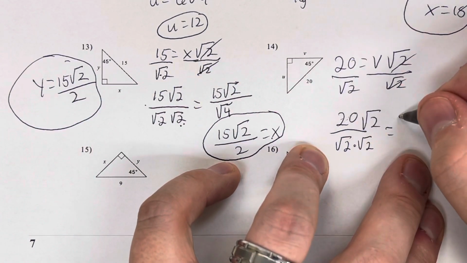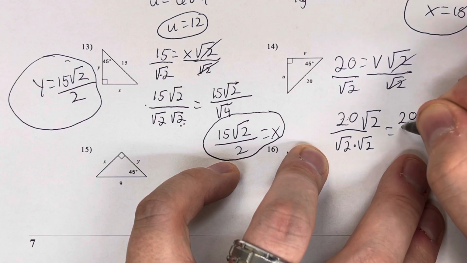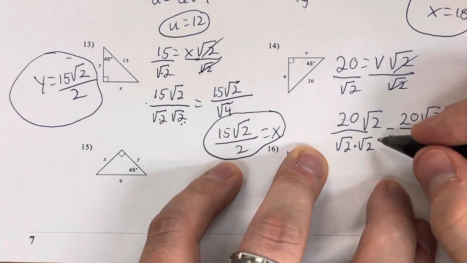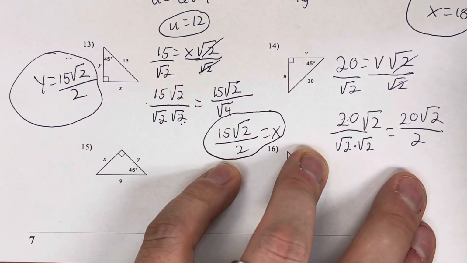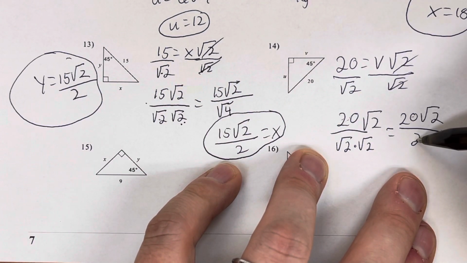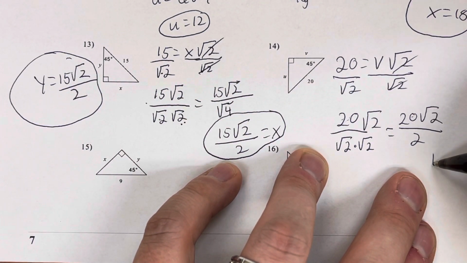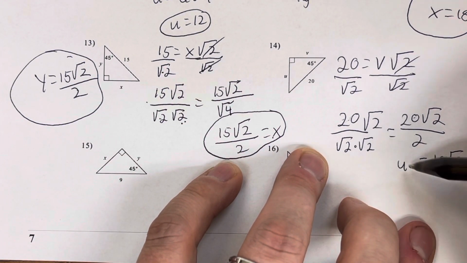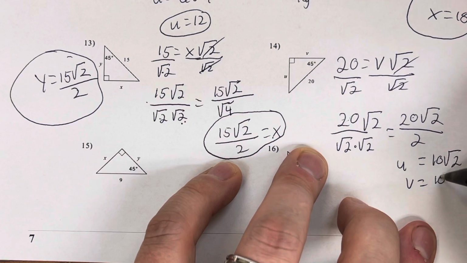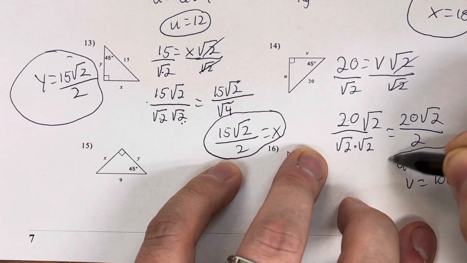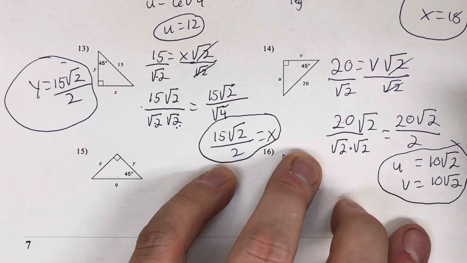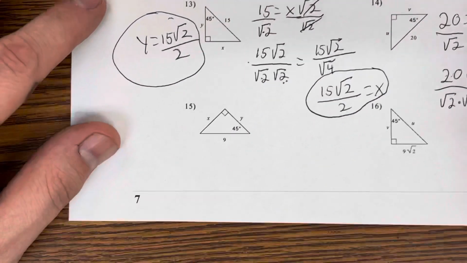Now, 20 times the square root of 2 over square root of 4. I'm going to do that in one step this time. The square root of 4 is 2. Now this time I can go slightly further. 20 divided by 2 reduces down to 10. So that's 10 times the square root of 2. And that is equal to u, and v is also equal to 10 times the square root of 2. They are the same size. And we got it.